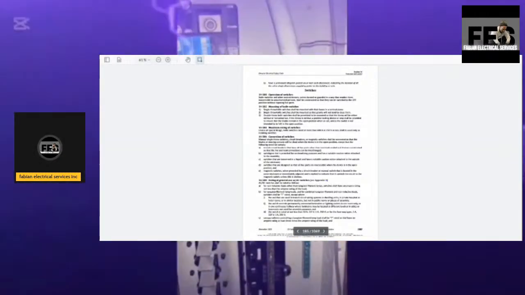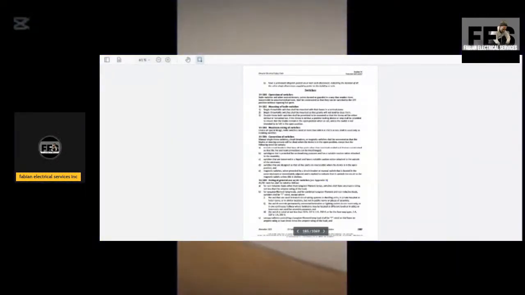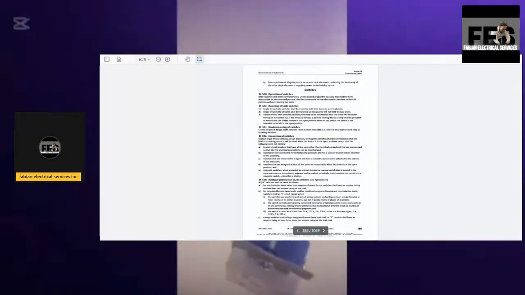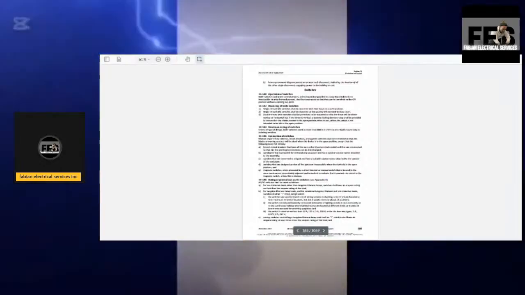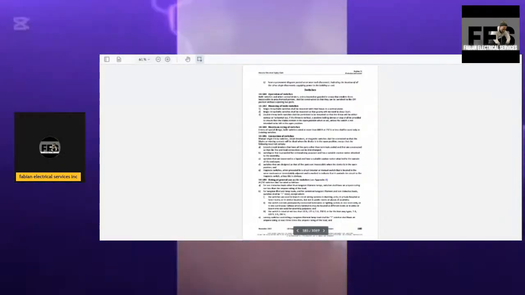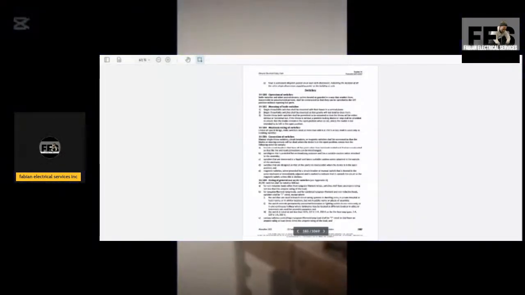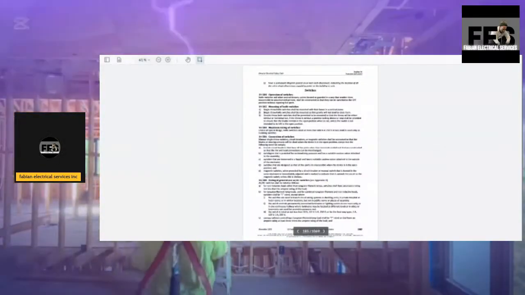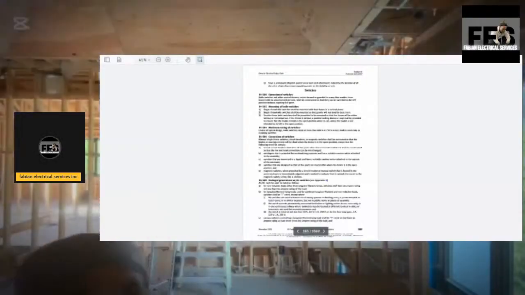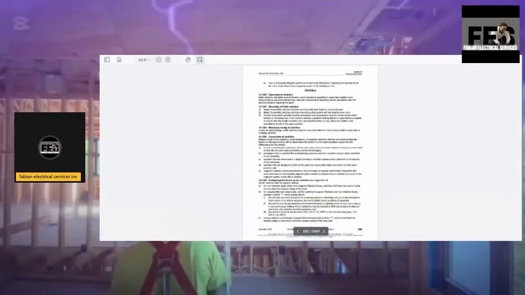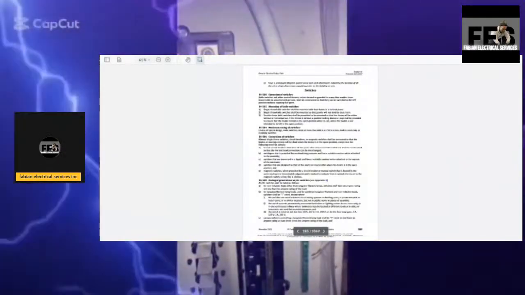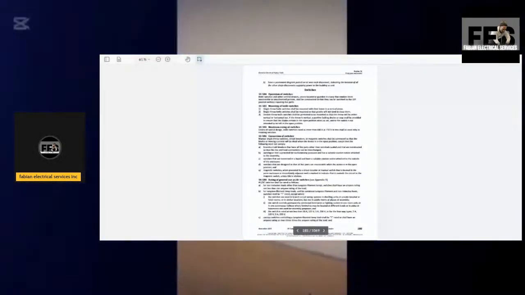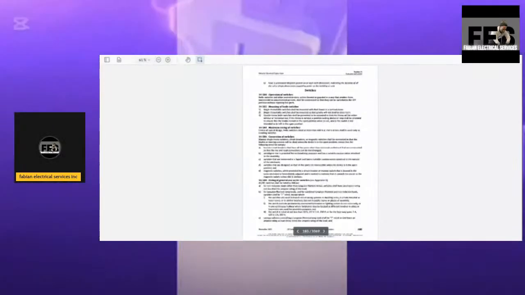So again, this is switches. This is operation of switches. This is another code rule inside of the Ontario Electrical Safety Code, OESC, that I'm going to be referencing. And again, breaker sizing according to the Canadian Electrical Code. Then you have the load calculation for the residential panel.